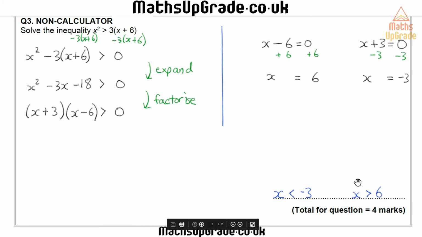So let's try a value of greater than 6. Let's try 7. 7 squared is 49. Is 49 greater than 3 times 7 plus 6? 7 plus 6 is 13. 3 times 13 is 39. So 49 is definitely greater than 39. So this symbol must go that way around. And you can do similarly for this value here as well. So that question there was 4 marks.